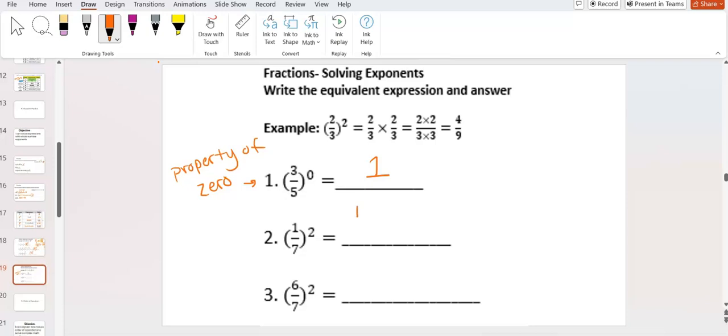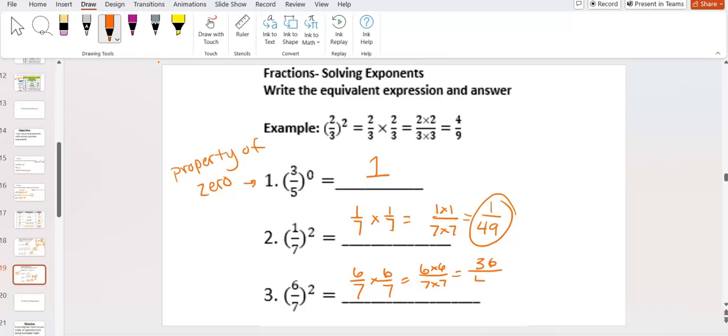Now, the other ones are a little different. I'm going to do 1/7 times 1/7 because it's 1/7 to the power of 2. That turns into 1 times 1 over 7 times 7, which is 1/49. Same on the bottom here. I'm going to do 6/7 times 6/7, which turns out to be 6 times 6 over 7 times 7, and that is 36/49. There you go.